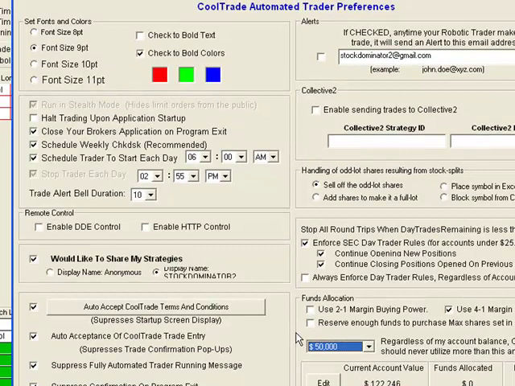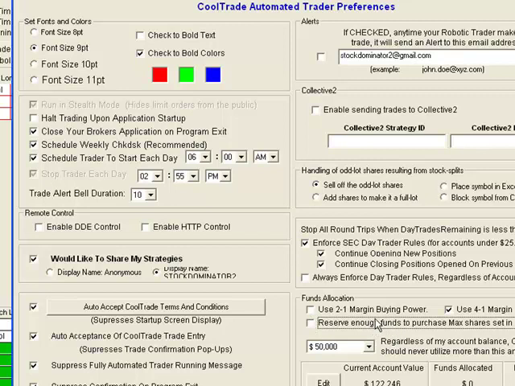Say you are trading multiple shares. Right here you can click reserve enough funds to purchase max shares set in my strategy. So say you trade 10 different stocks, and your rules allow you to purchase each stock up to 5 times. Well, CoolTrade is automatically going to reserve the capital to purchase the maximum amount of times. You do this, it's hard to lose money. You still can if your rules are flawed, and they can be flawed in a number of ways, but if you use common sense, it's tough to lose money.